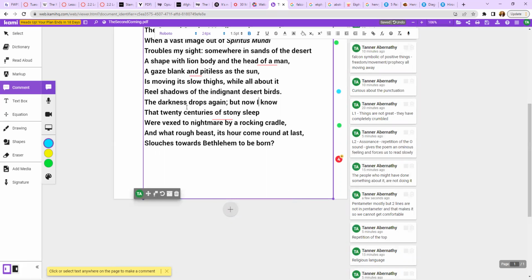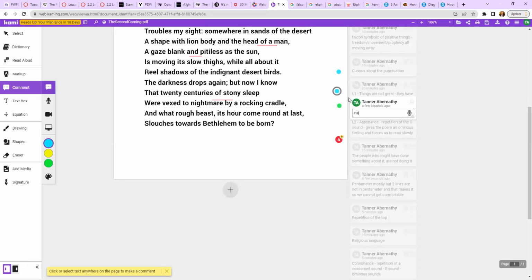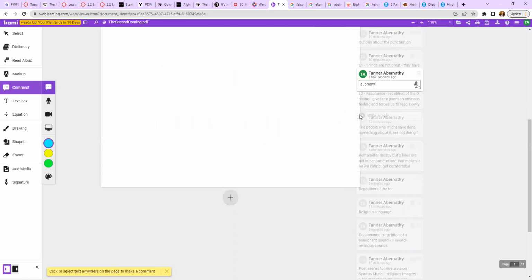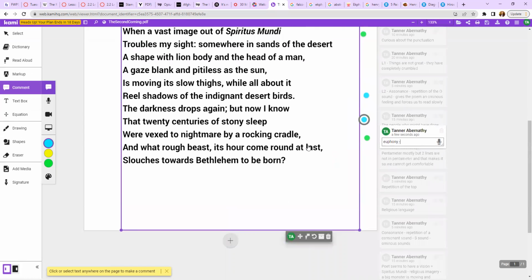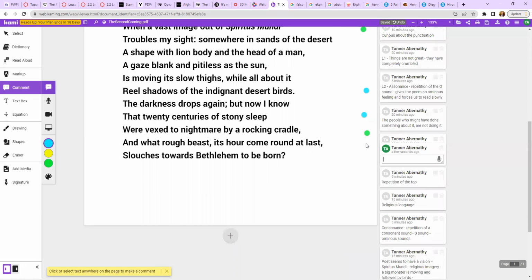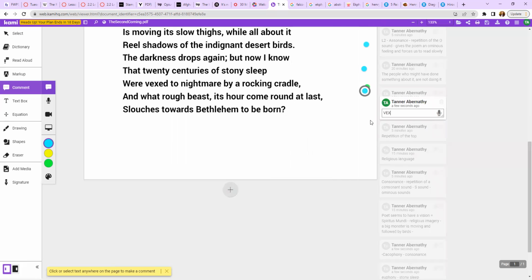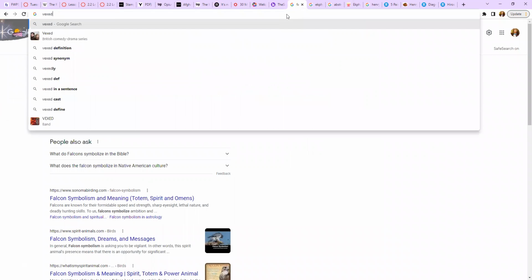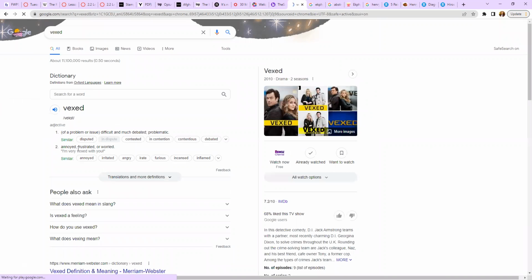Same thing down here: the twenty centuries of stony sleep. And now we're kind of lulled back. So the opposite of cacophony is euphony. That EU right there is a prefix meaning beautiful. It kind of sounds like a lullaby, right? The twenty centuries of stony sleep is really nice, pleasant sounding. And then we get this word vexed, which is such a harsh and ugly sound. I believe it just means confused, but this is one that might be worth looking up as well. Annoyed, frustrated, worried.